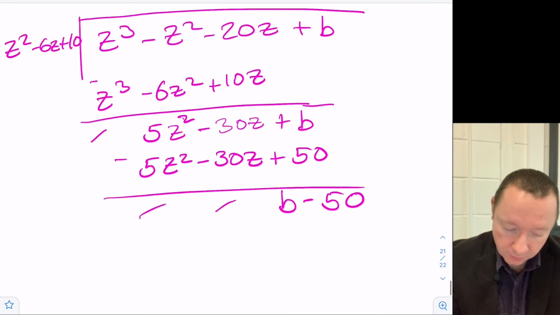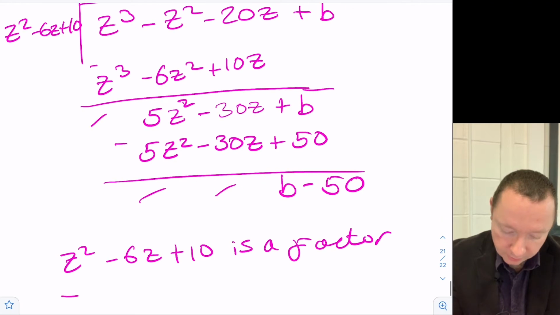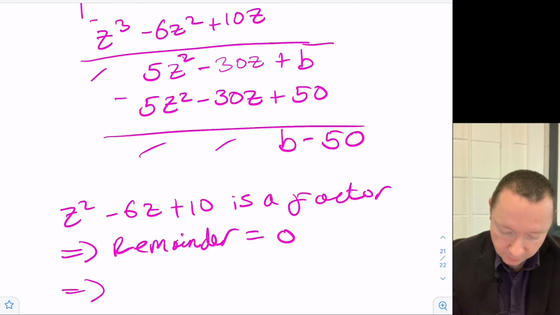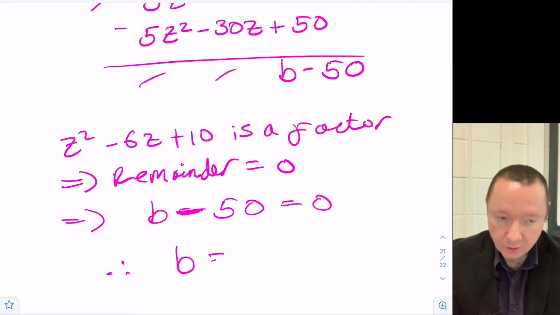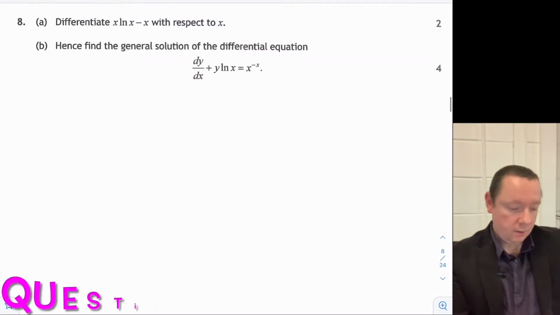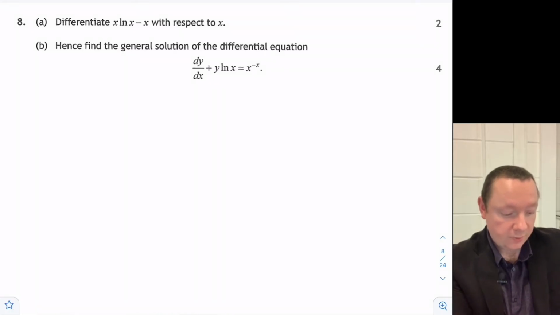But remember, z squared minus 6z plus 10 is a factor, so that implies the remainder must equal 0. So that implies b minus 50 equals 0, and therefore b equals 50. And we're done. Question 8, differentiate x log x minus x with respect to x, and then part B, find the general solution to this differential equation.